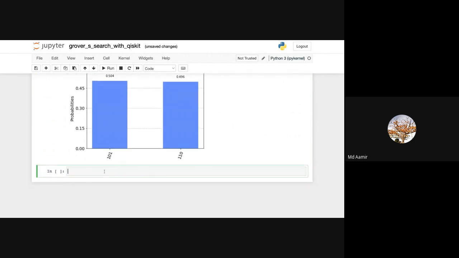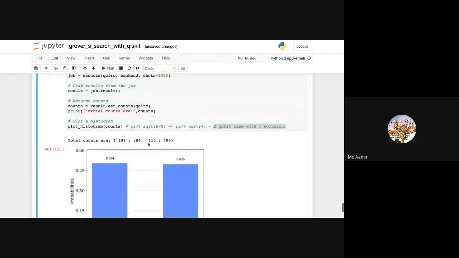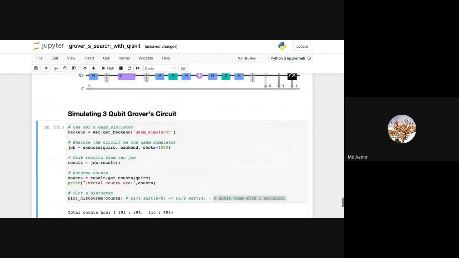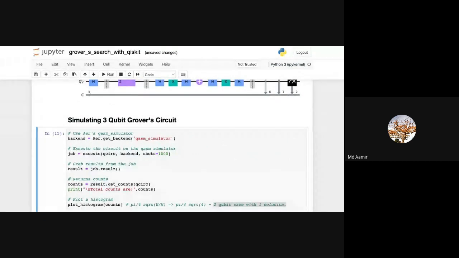So that's all I have, and we have a few minutes left. If anyone wants to discuss anything, I would be happy to do that. If not, we can end the meeting, and I will share the slides and the Grover's algorithm notebook.